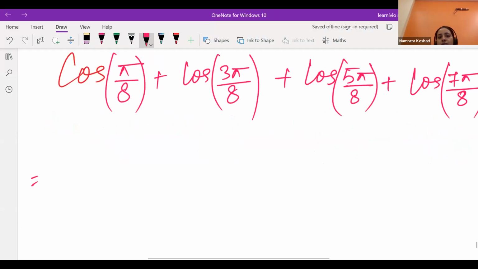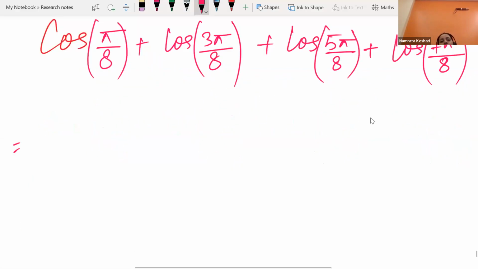If we try writing this one as, let me check first. Just a second. Let me check it on paper, which angle can be taken over here.